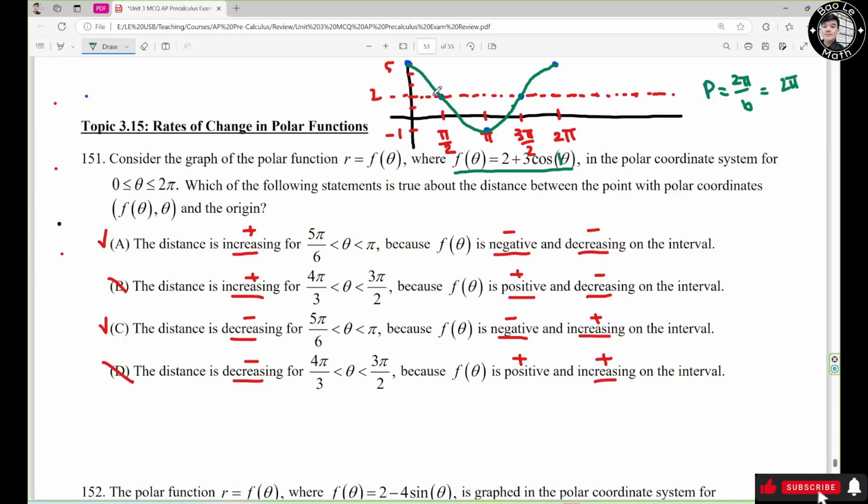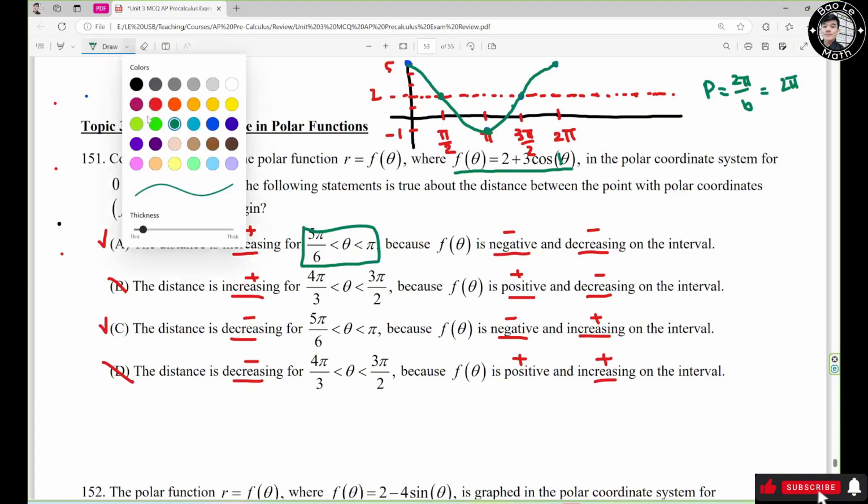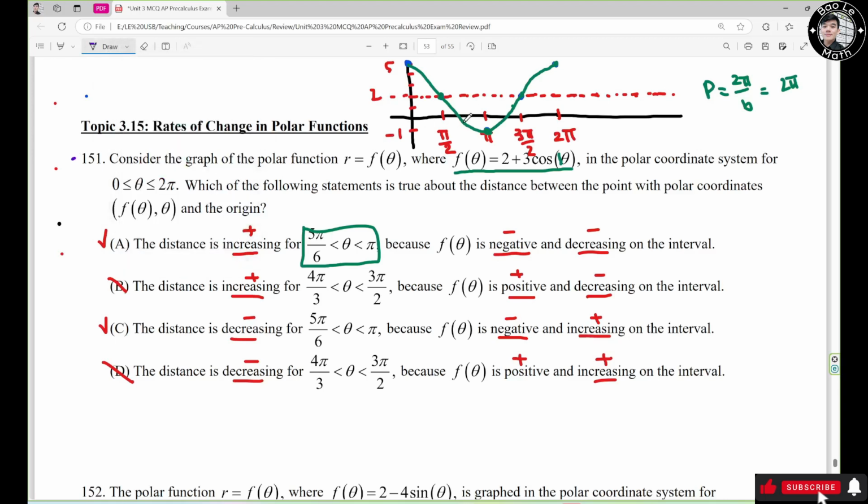The cosine function starts from the maximum, goes back down to the midline, goes down to the minimum, back up to the midline, and goes up to the maximum. Now we're going to check answer choices A and C. We look at the interval 5 pi over 6 to pi. We have pi here, but we don't have 5 pi over 6. It could be right here, because 5 pi over 6 is between pi over 2 and pi.